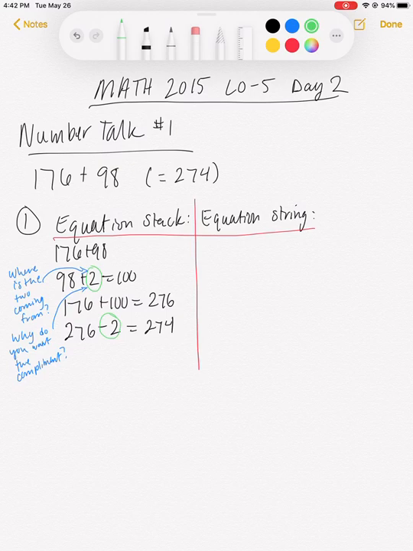Staying away from standard algorithms because the students don't usually use them when they're doing the mental math. Okay, so 176 plus 98 is equal to 176 minus 2. I introduce the minus 2 into the equation because I need to add 2 to the 98.